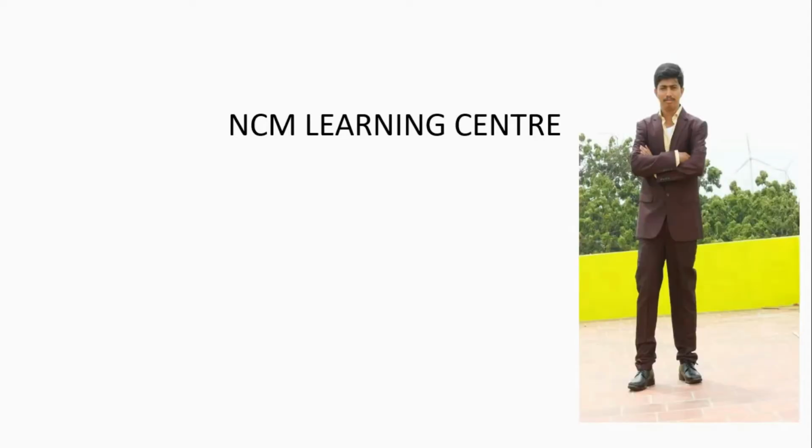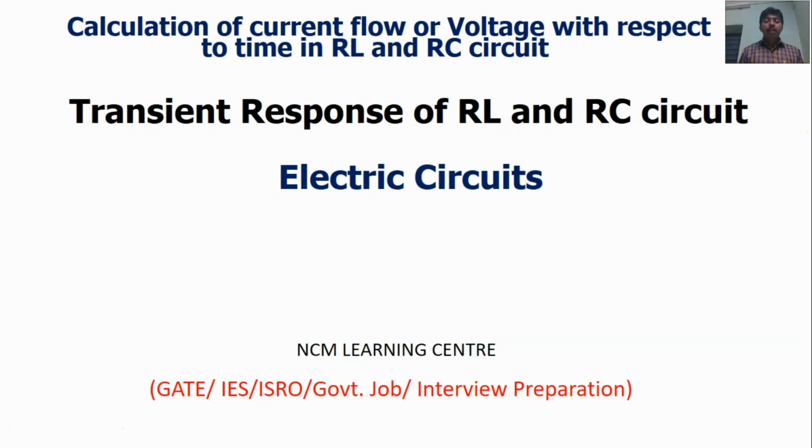NCM Learning Center. Friends, in this video, I am going to explain how to calculate the current flow or voltage in an RL circuit or RC circuit when a switch position changes from one to the other. In an RL or RC circuit, when a switch position changes from one to the other, the current or voltage parameter changes, increasing or decreasing from the initial value to the final value. Okay, how the current flow or voltage increases or decreases with respect to time, we will discuss.